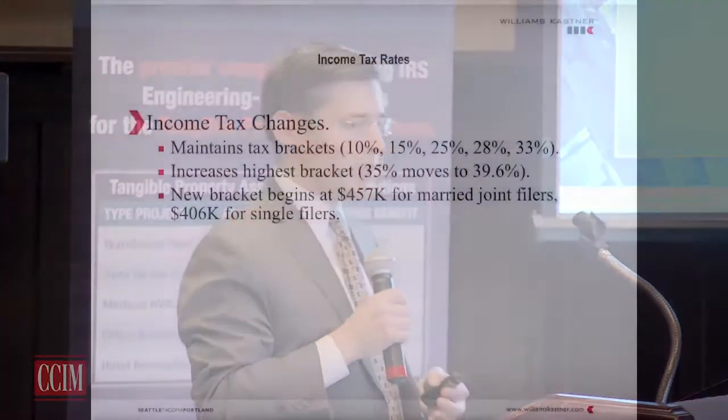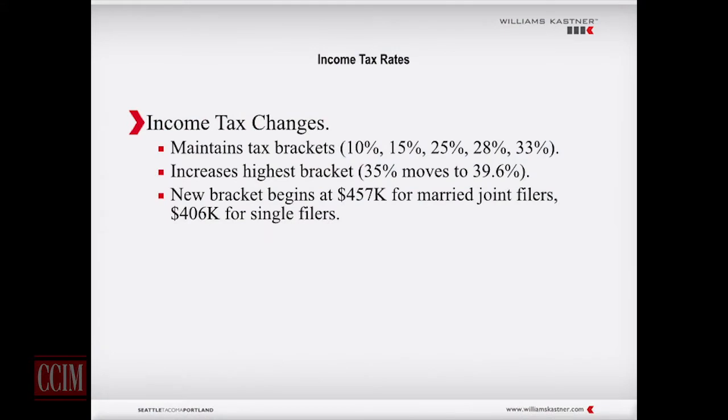entities in 1031 exchanges. So the income tax changes, we maintained the tax brackets, the 10, 15, 25, 28, 33% brackets. Those all stayed the same. So that was the extension of the Bush tax cuts. However, the top tax bracket increased from 35% to 39.6%. And so that new bracket starts at $457,000 for married filing joint filers, and $400,000 for single filers.